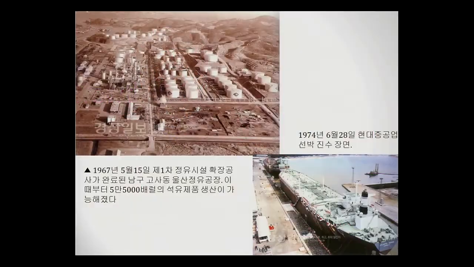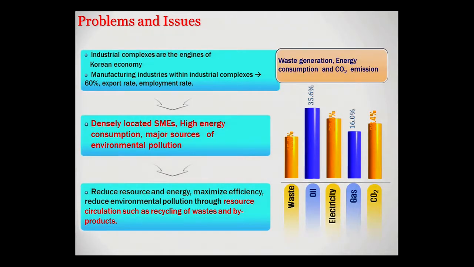So at the time, we didn't care about the environment at all until 1990 or 2000. And then we began to learn that we have to take care of the environment. So green growth comes here. And as you see, the Ulsan area had a lot of densely located small and medium enterprises with high energy consumption, and it was a major source of environmental pollution.